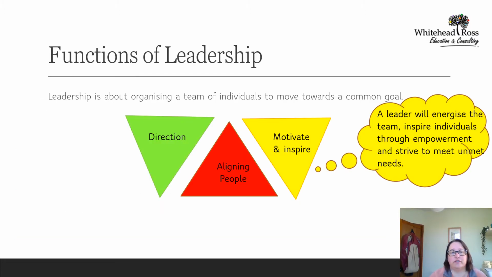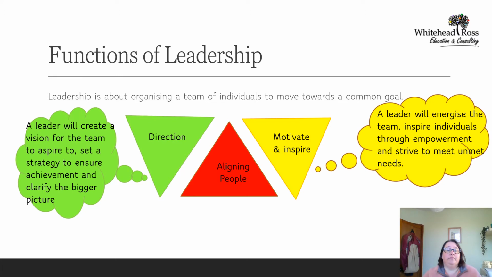So functions of leadership then, as opposed to functions of management. Like we said, the first key one here is to motivate and inspire. Leaders are all about energizing the team, inspiring individuals through empowerment and striving to meet unmet needs.